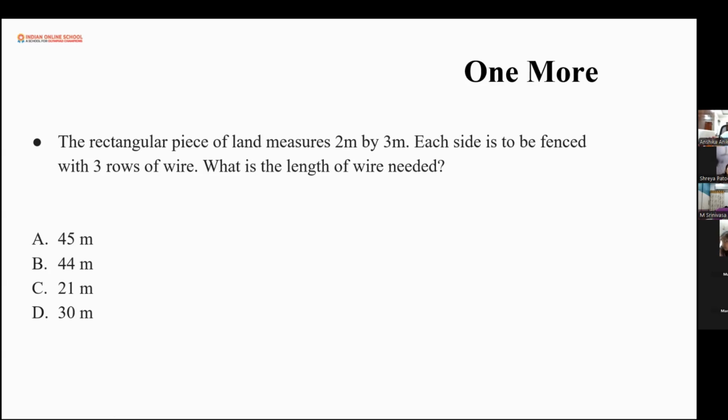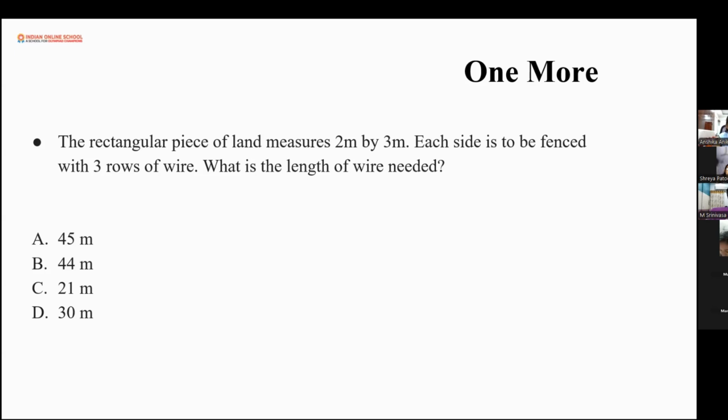A rectangular piece of land measures 2 meters by 3 meters. Each side is to be fenced with 3 rows of wire. What is the length of wire needed? First, you need to understand what is asked over here, area or perimeter. Fencing is done outside or inside. If you have to fence your house, where will you do it, Divyansh? Outside. Very good. So outside is what? Perimeter or area?